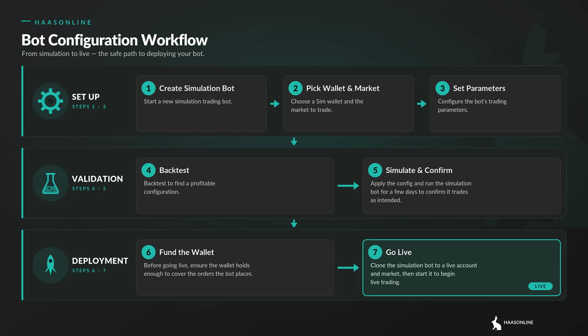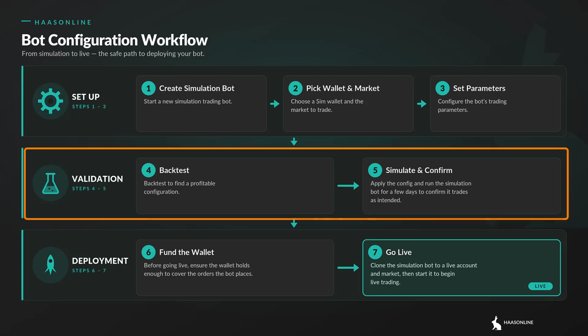First, setup. You create a simulation bot, point it at a sim wallet and the market you want to trade, and configure its parameters. Nothing here touches real funds. It's your sandbox. Next, validation. You backtest to find a configuration that's actually profitable, then apply that config and let the bot run in simulation for a few days. This is where you confirm it trades the way you expect, in real market conditions, before any money is on the line.